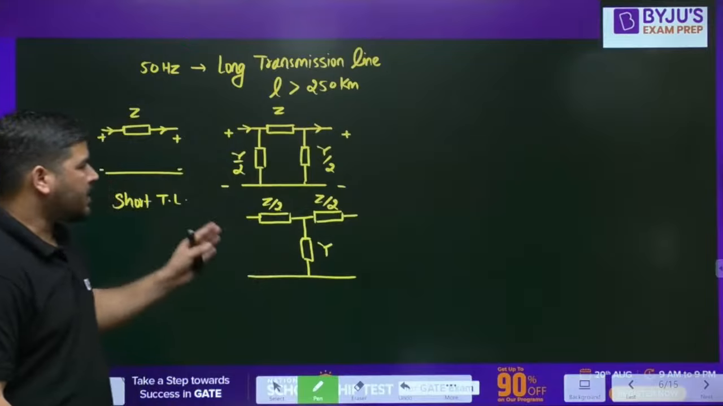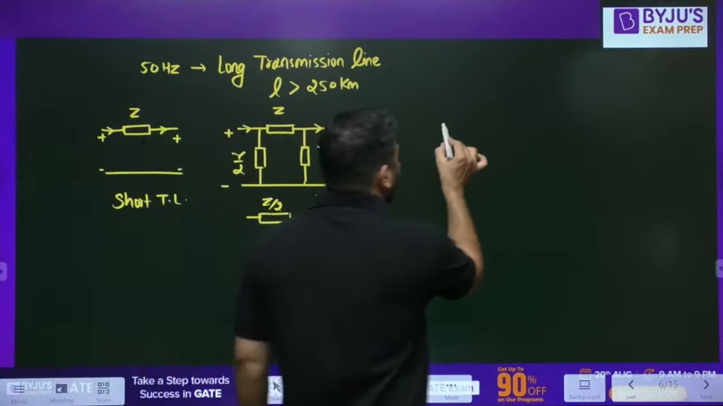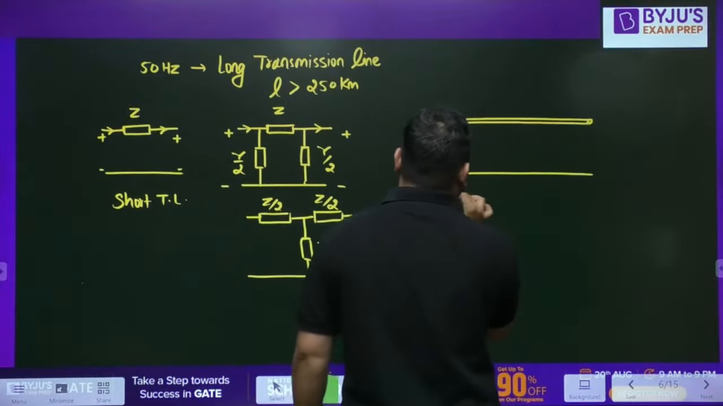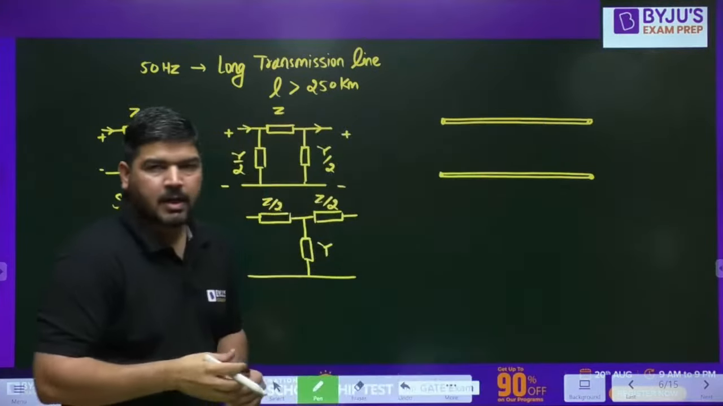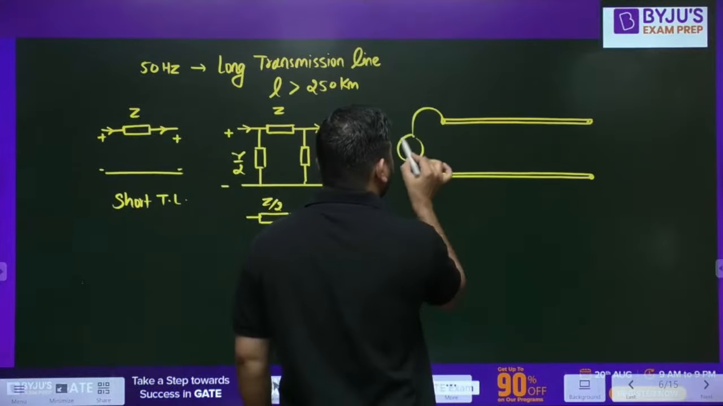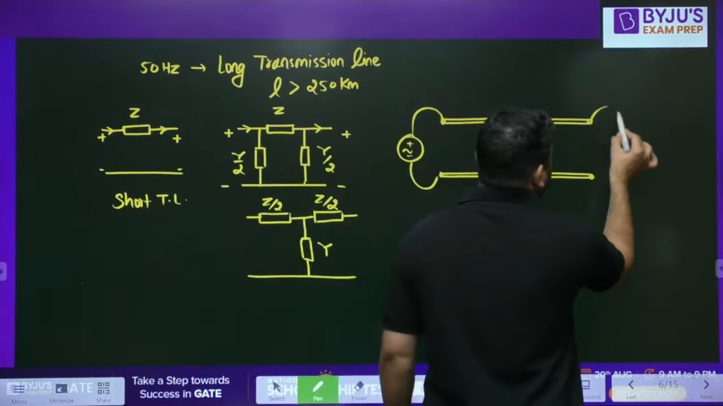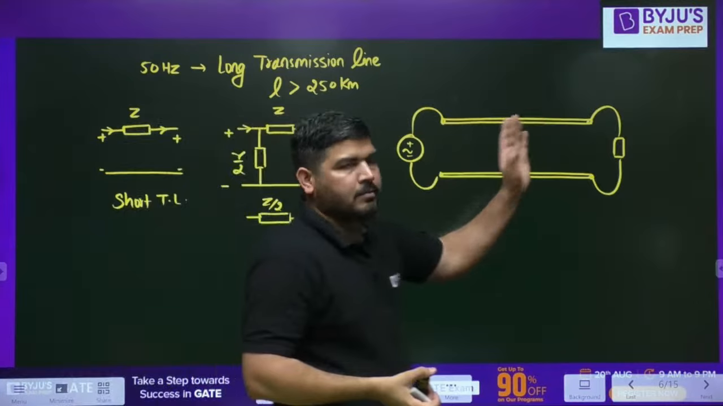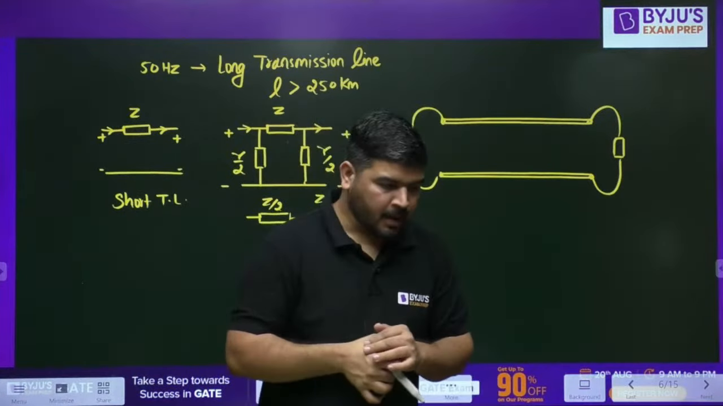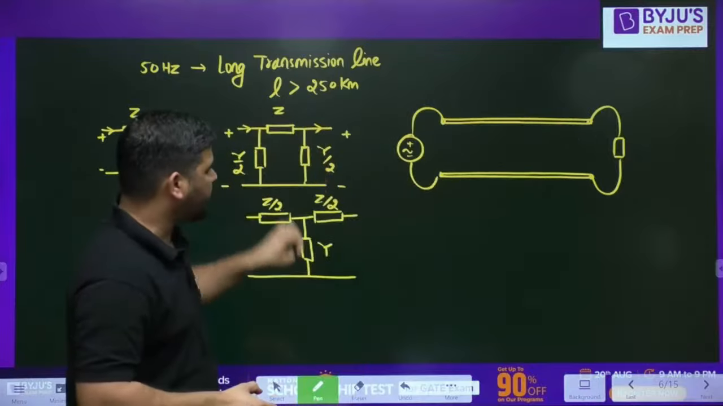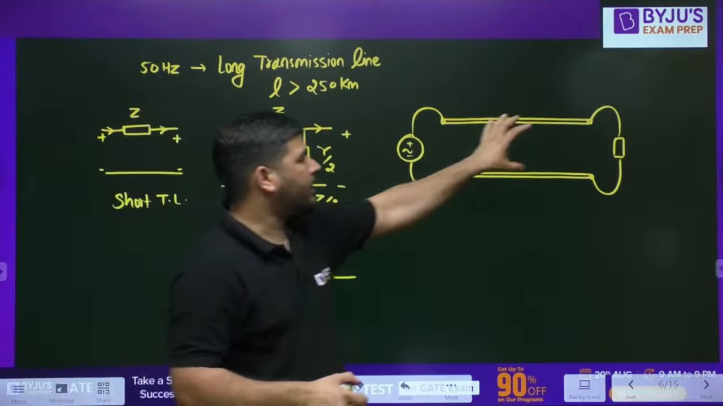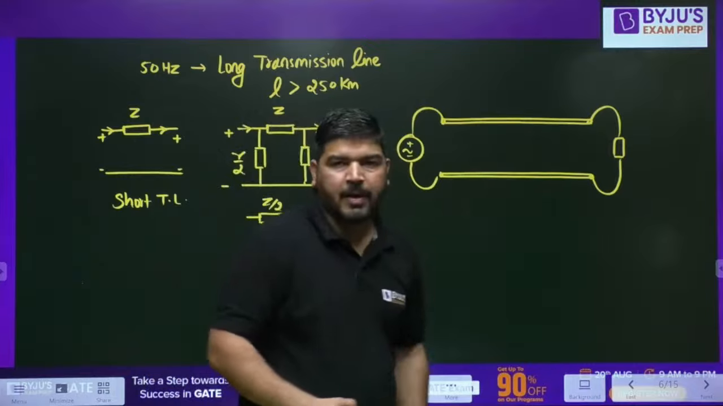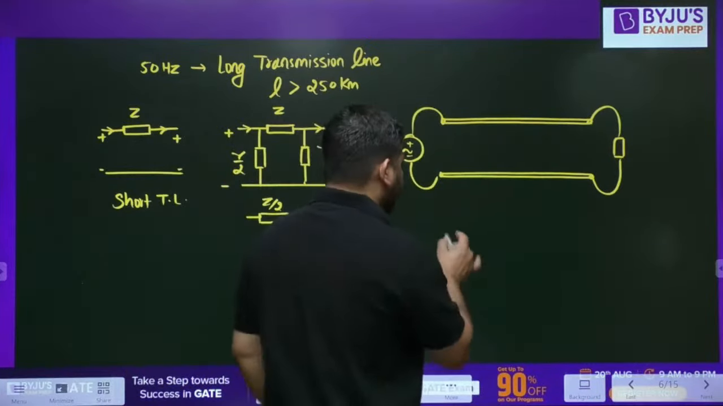But in long transmission line, you can't do that. In long transmission line, the line length is very large. Let me show it. This is a single phase long transmission line. Let's say this is the sending end, and this is the receiving end. Now the problem is the length is very large, because of that you cannot lump it. You cannot make the diagram like this. You cannot show it as a single resistance, inductance, capacitance. Now you have to use distributed parameters to analyze this line.